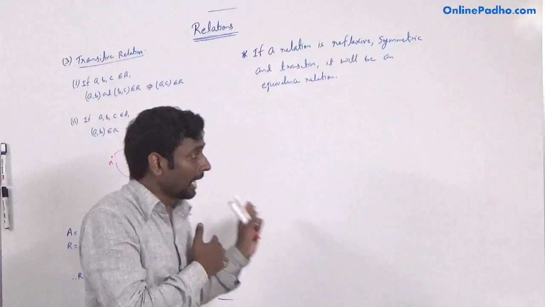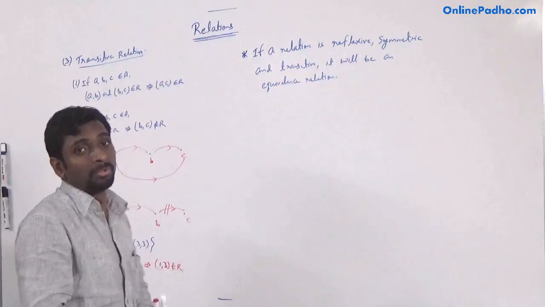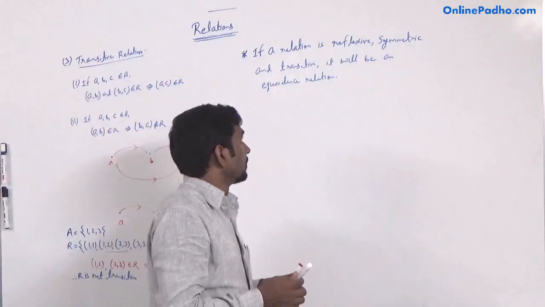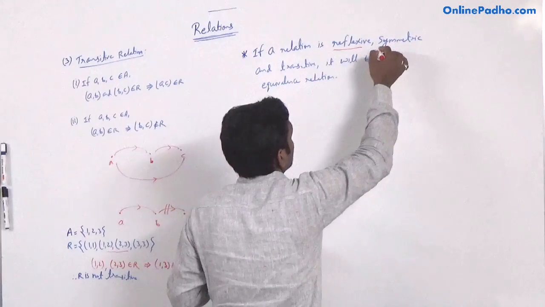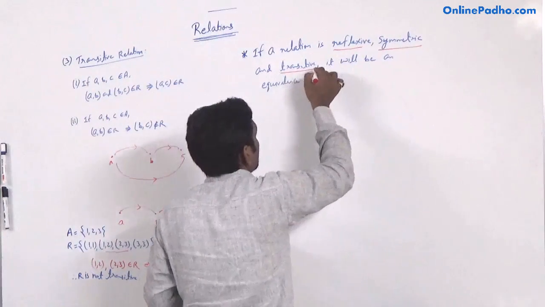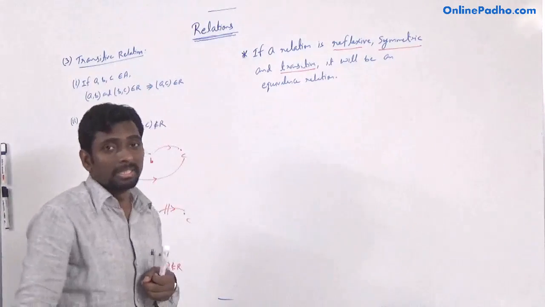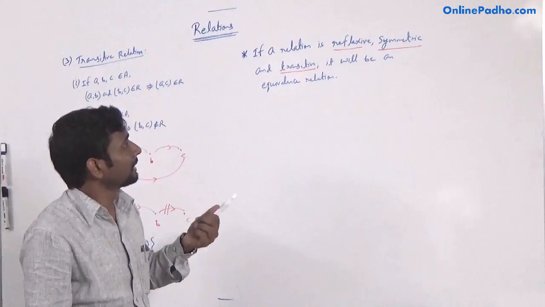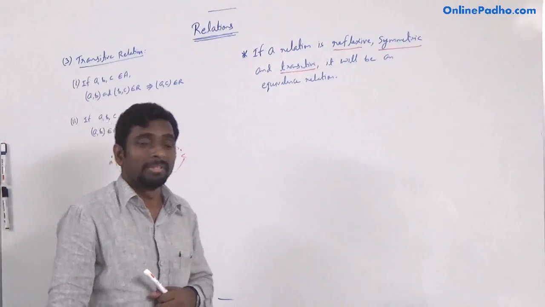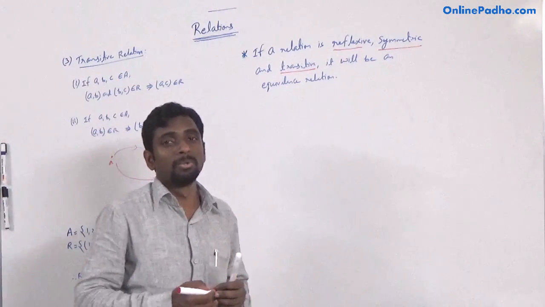So these are the types of relations we discussed in this tutorial, right? First one is reflexive, second one is symmetric, and third one is transitive. We need to discuss some application based question related to reflexive, symmetric, and transitive. That we will discuss in the next tutorial.